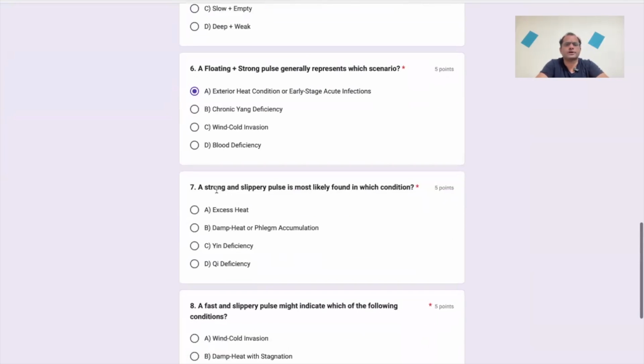Question number 7. A strong and slippery pulse is most likely found in which condition? Damp heat or flame accumulation. What is the meaning of strong? Heat. And what is the meaning of slippery? Dampness, so damp heat. It is the same condition as above: damp means slippery and strong means heat.